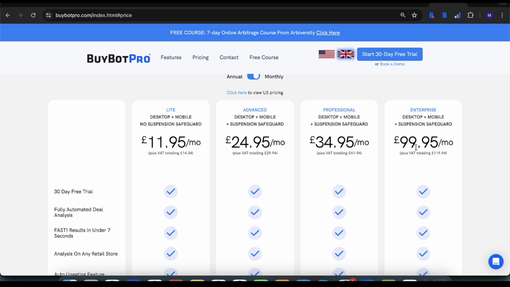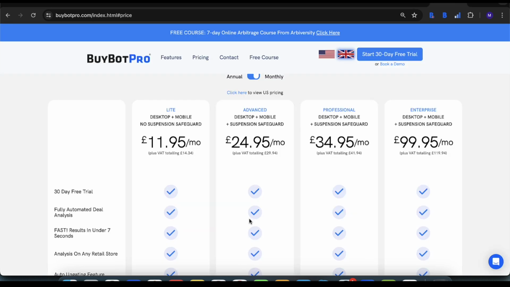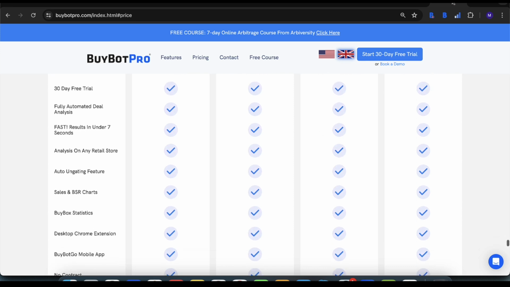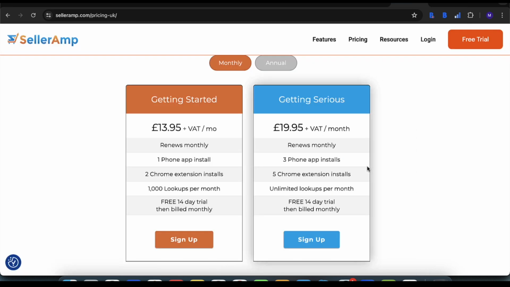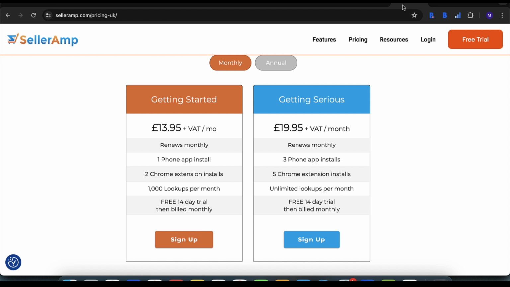So what we're going to be doing is discussing what each of these things means in the price plans, what's included, what some of the benefits are to signing up to various plans, and seeing which one is going to be better value for you in terms of what's covered in each pricing plan between BuyBotPro and SellerAmp. So let's start off with SellerAmp.